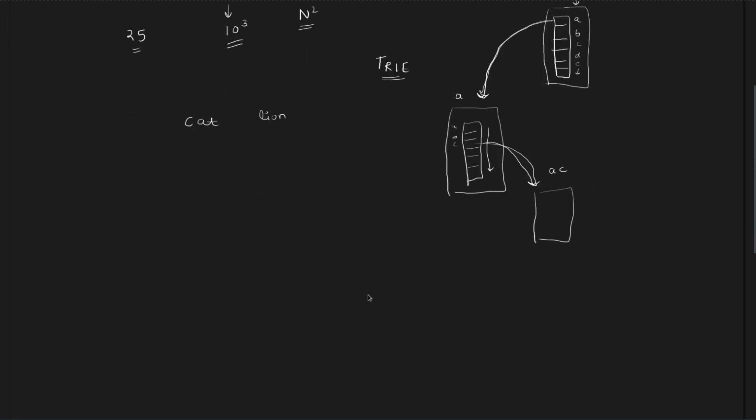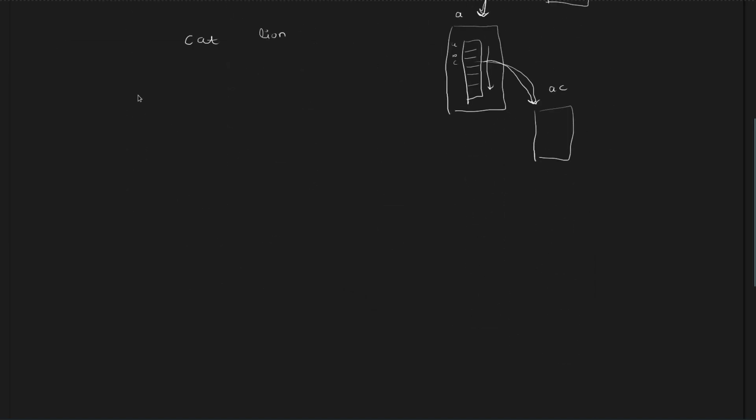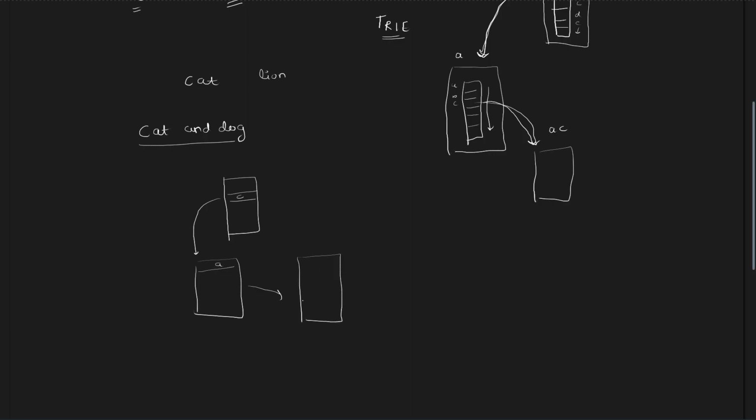Let me give you more examples with the help of these test cases. For example, here it is written cat and dog. So let us consider this case where we have cat and dog. This is one string, there are no spaces, I just wrote it that way. So this is the first node. Let's say we have C here, it will point to something. This is the second node. We have A here, it will again point to something. We have the third node. We have T here, so T will point to something.